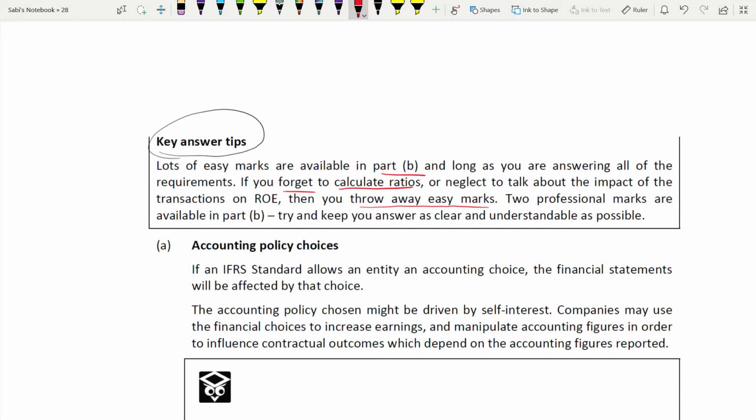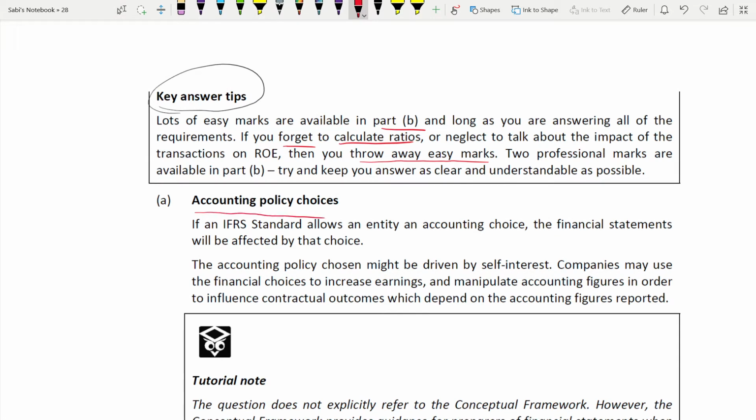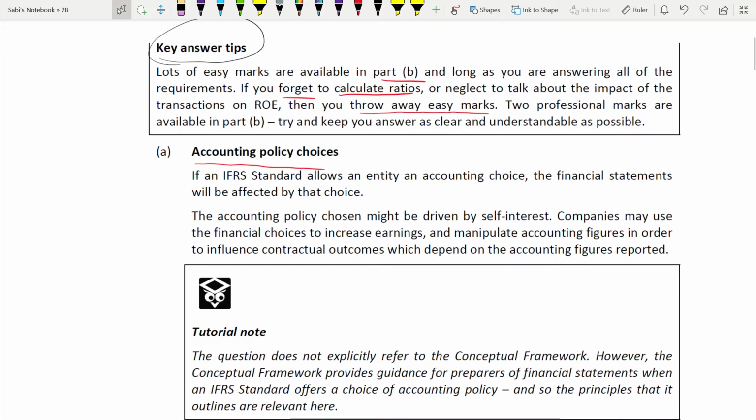Now, coming to part A, accounting policy choices. You can even give some examples to explain. If an IFRS standard allows an entity an accounting choice, the financial statements will be affected by that choice, right? Why? Because the accounting policy chosen might be driven by self-interest. You definitely want to choose a policy which will benefit you, and which will show that your financial performance and financial position are good.